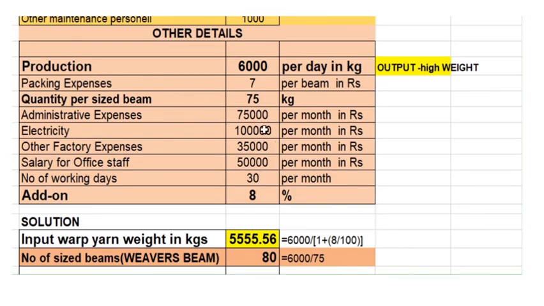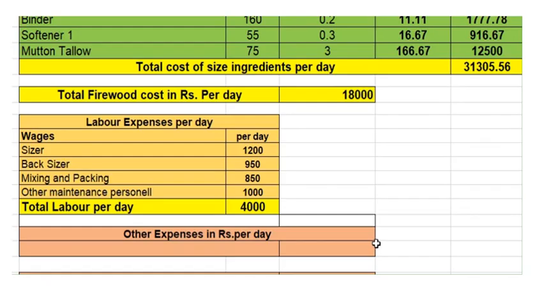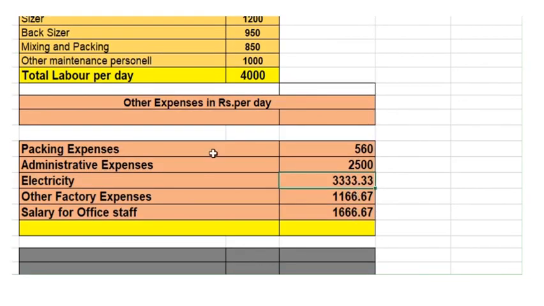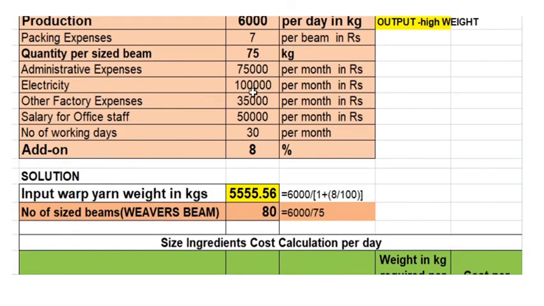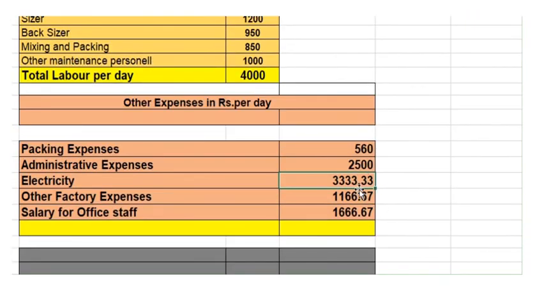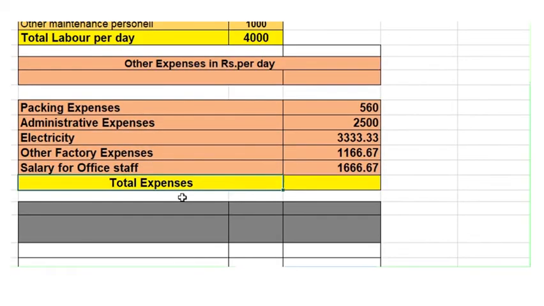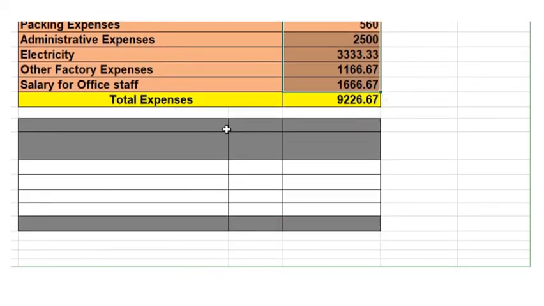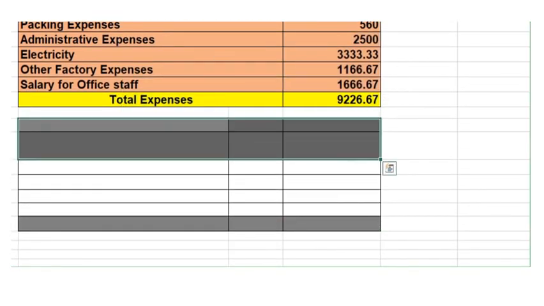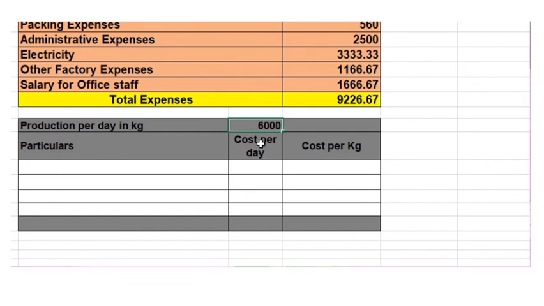The other administrative expenses are also calculated per day. It is given per month. So administrative is 75,000 divided by 30. We get this value. Similarly, for electricity, it is 1 lakh divided by 30, we get 3,333.33. Similarly for the other expenses, and the total expenses are the sum of all these expenses. We get 9,226.67. And we already know the production per day is 6,000.